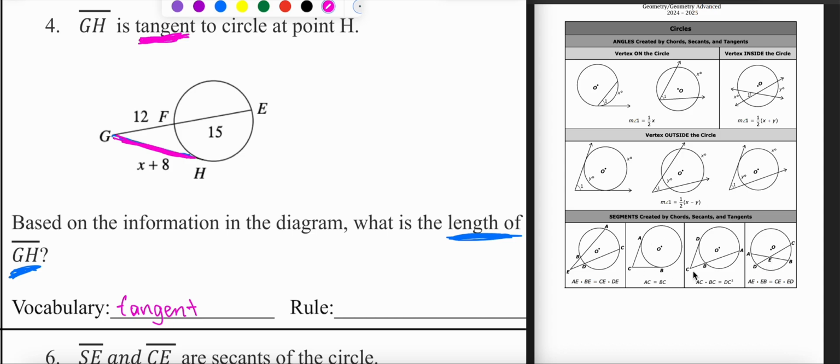So we realize that this question looks like this. So we're going to be using this particular rule to solve the question. So if we look at that, it says AC. AC represents this whole line. So this is AC. So we're going to go over here and we're going to look. So this would be our AC. So our AC in this example would be GE. So we're going to go ahead and write GE.